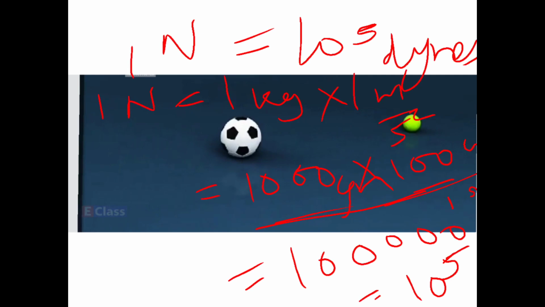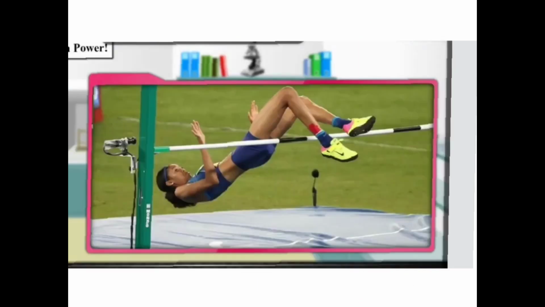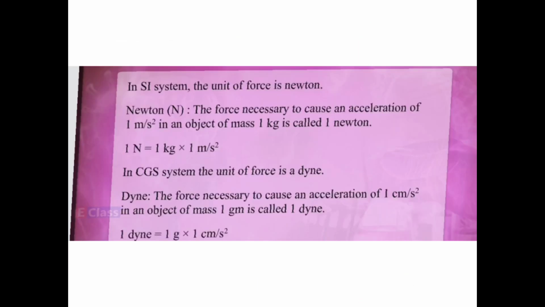So when we come across units, we should know the relationship between the units also. It can come in your fill in the blanks that 1 Newton is equal to, so you need to say that 10 raised to 5 dynes.